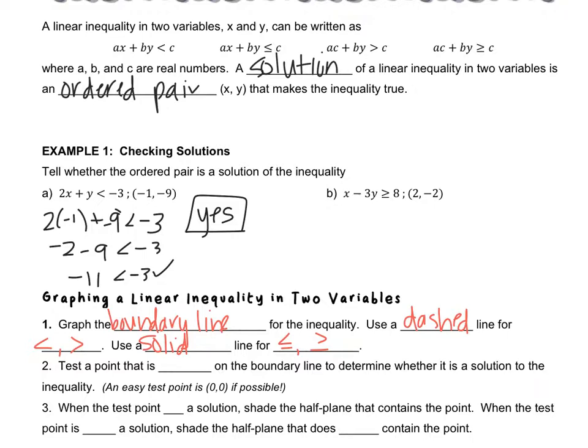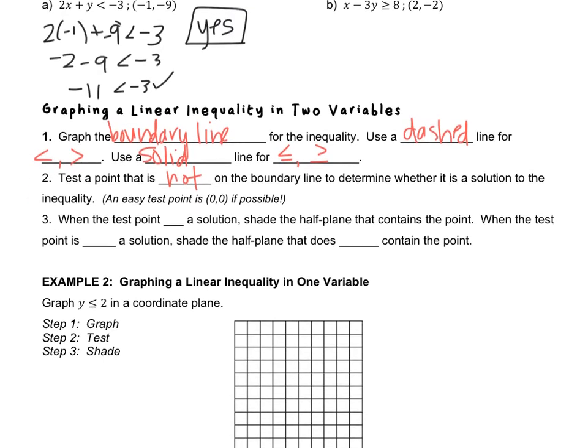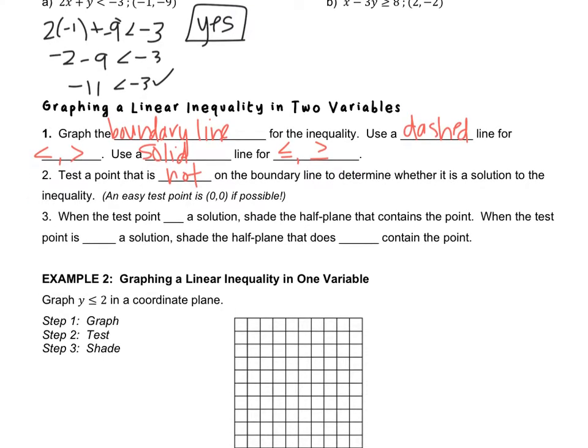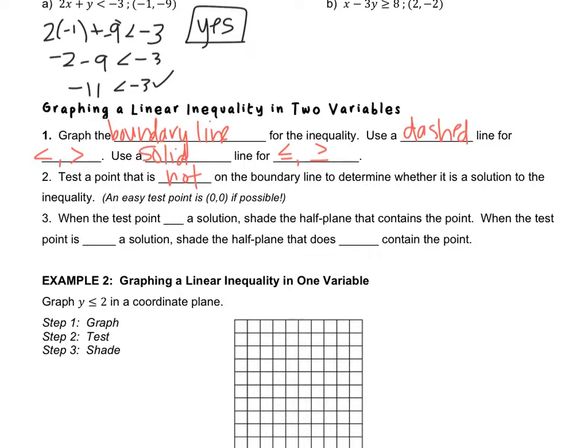Then what you do is you test a point that is not on the boundary line, and you determine whether it's a solution to the inequality. The best test point is 0, 0, because it makes all the numbers super friendly, unless 0, 0 is on the boundary line. When the test point is a solution, then the section that has that point gets shaded. If the test point is not a solution, then you shade the half plane that does not contain the point. So what the heck does that mean?